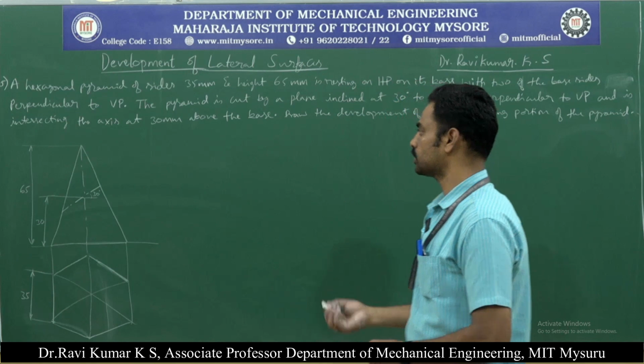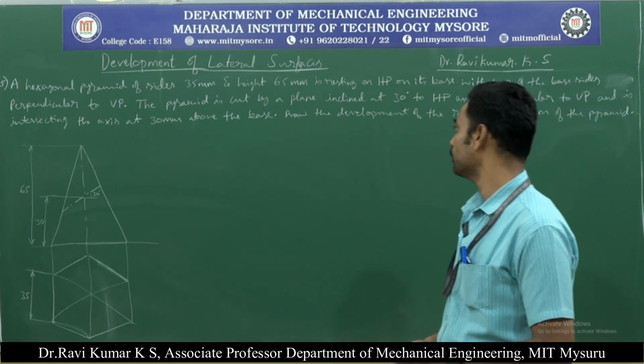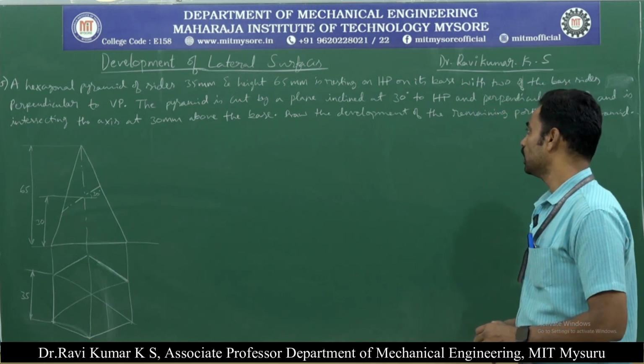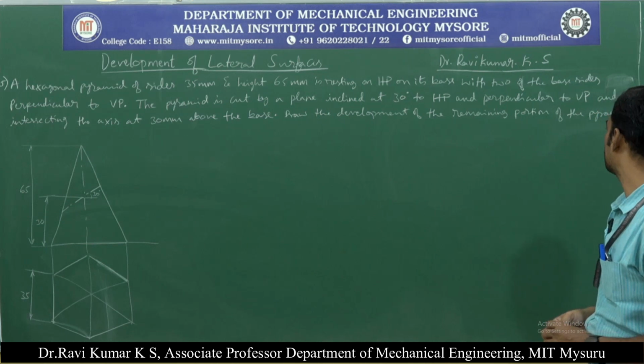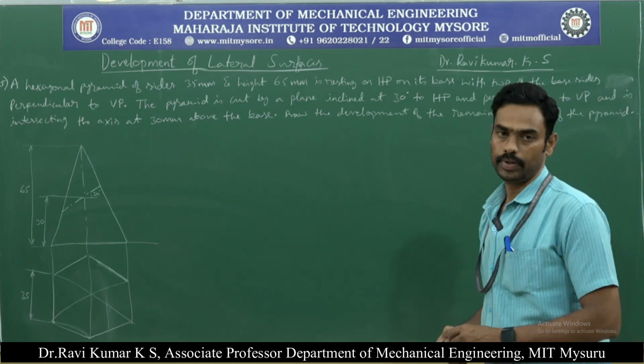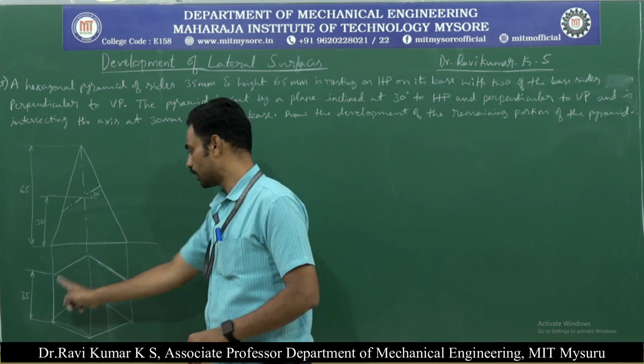Okay, we'll continue with the next problem. A hexagonal pyramid of sides 35 mm and height 65 mm is resting on HP on its base with the two of its base sides perpendicular to VP. That's the condition. So with the condition, this is the two of its sides perpendicular to VP.